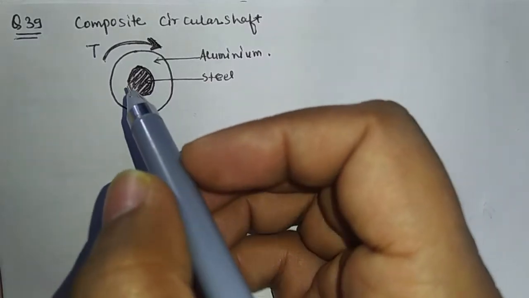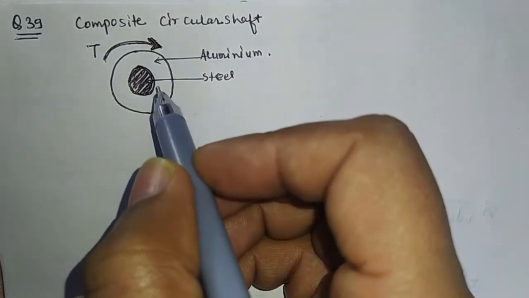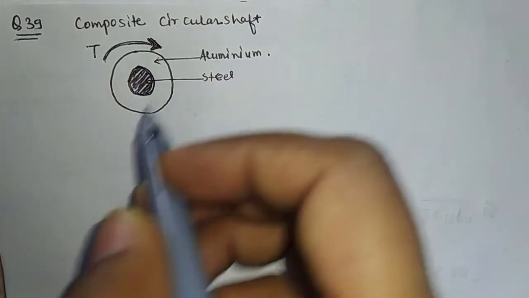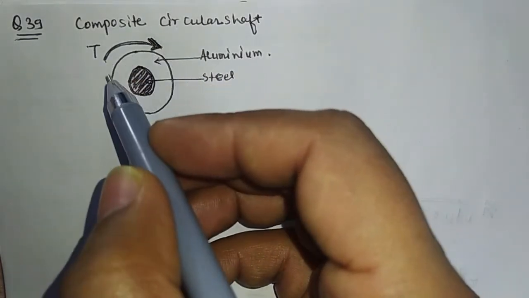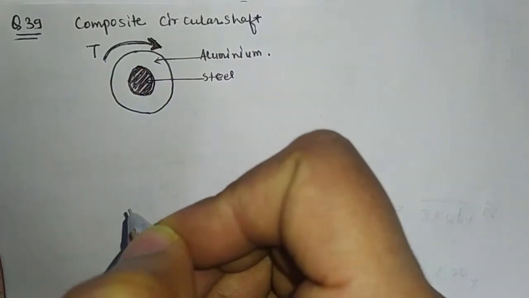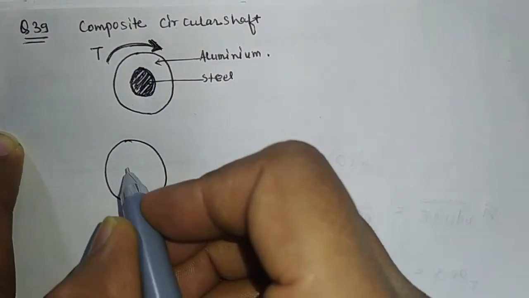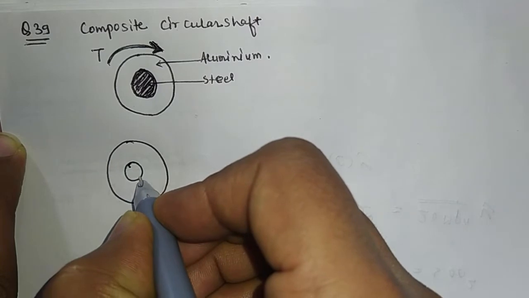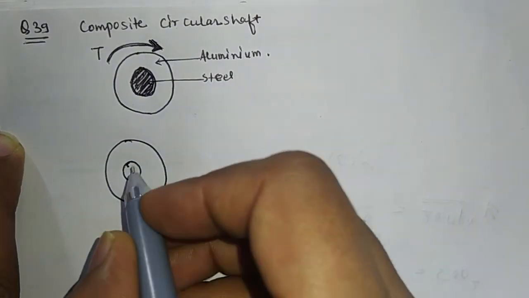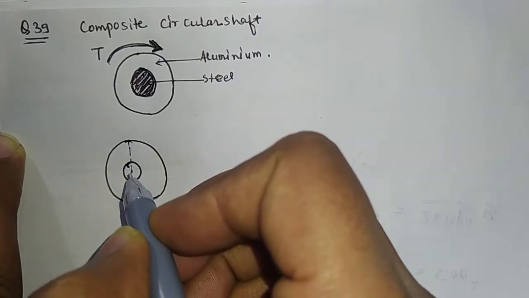Question number 39. A composite circular shaft is made up of a steel core, and there is an outer material which is aluminum, and the shaft is subjected to a torque of T. We have to choose the correct answer. When the shaft is subjected to a torque of T, as the shaft is a composite shaft, they will be perfectly bonded with each other. For example, let's say this is an imaginary line.